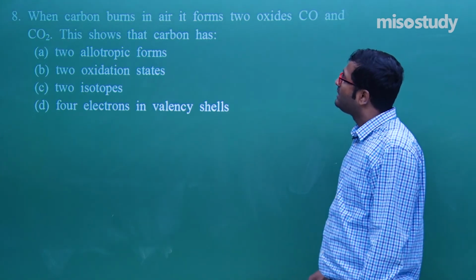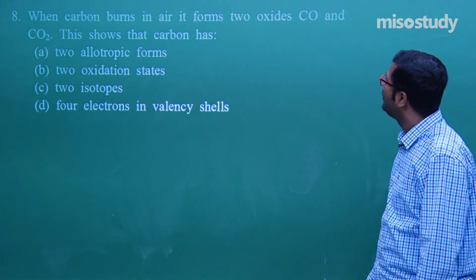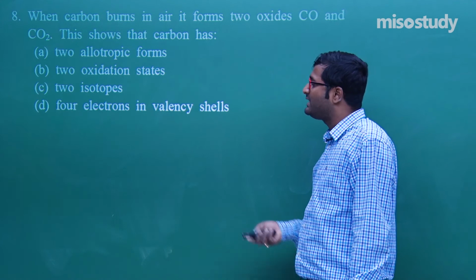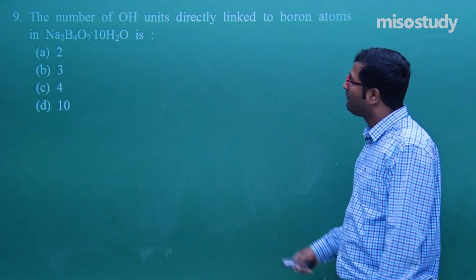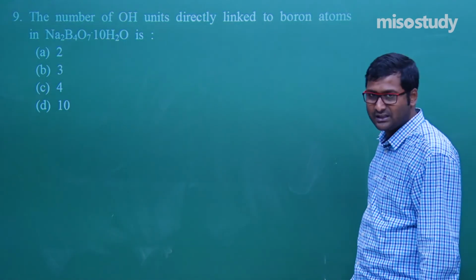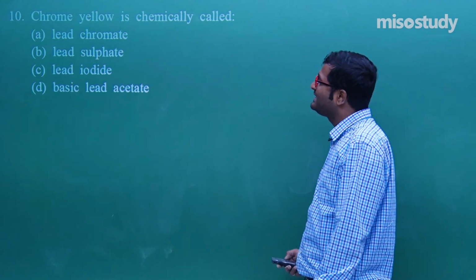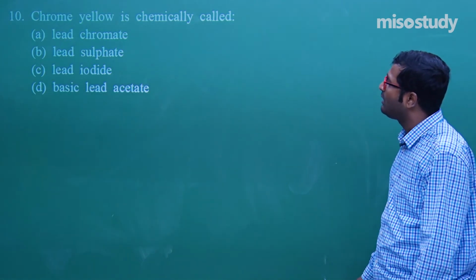Clear? Now move to 8. As I told you, 2 oxides, due to the 2 oxidation states, B is the correct option. For 9, as I told you, by using the structure, that is 4, that is C is the correct option. And what is the formula of chrome yellow?